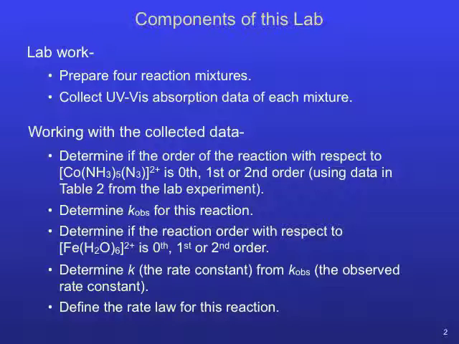The order for each reactant is either 0th, 1st, or 2nd order, and after determining the observed rate constant k_obs, the rate constant k can be determined. The orders and value for k are determined graphically, so it's important to collect accurate data. After determining the rate constant and order for each reactant, the rate law for this reaction can be defined.